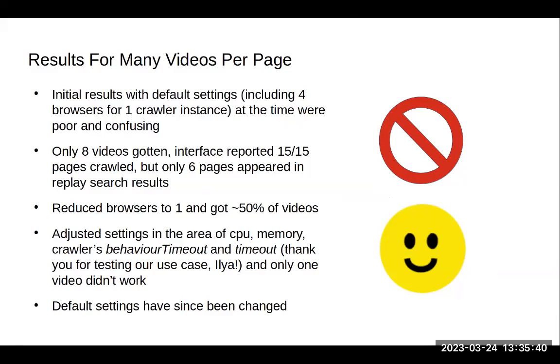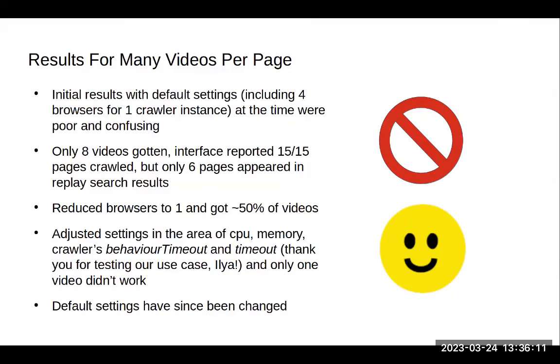I reduced the number of browsers to 1 to have better bandwidth, and ended up getting 50% of the videos, which was a big improvement, but not great. After adjusting settings in the area of CPU, memory, and the crawler's behavior timeout and page timeout, thanks to Ilya at Webrecorder for helping with this, I had only one of those videos that didn't work. So this was big for me, and I was very happy with this.